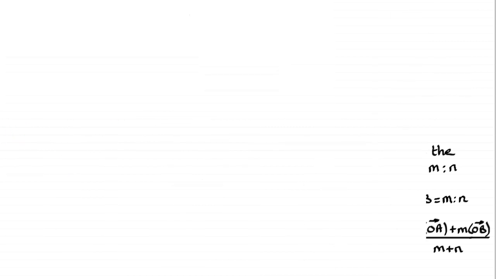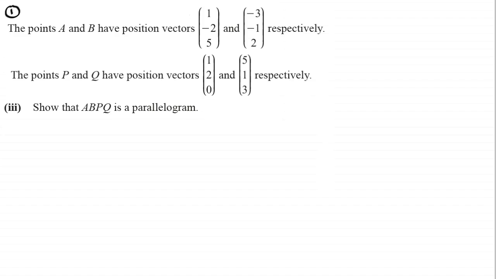Now, this next one is part 3 of this question. We still have our points A and B with these position vectors, and we introduced two new points, P and Q, with position vectors 1, 2, 0 and 5, 1, 3 respectively. We've got to show that ABQP is a parallelogram. Now, it's a showing question, and obviously it's a bit different when we're doing a live stream to do these kinds of showing questions. But I just thought we'll do it in this way.